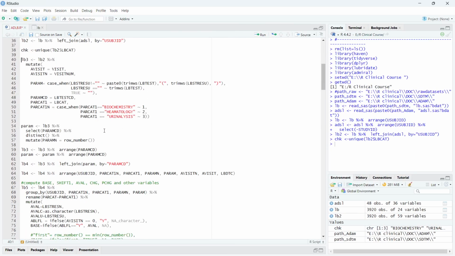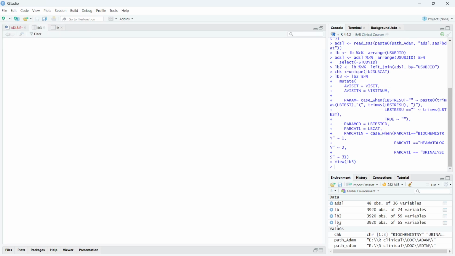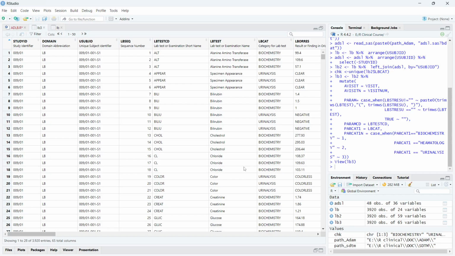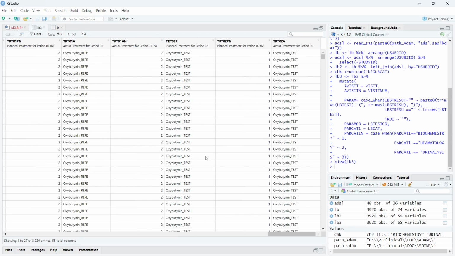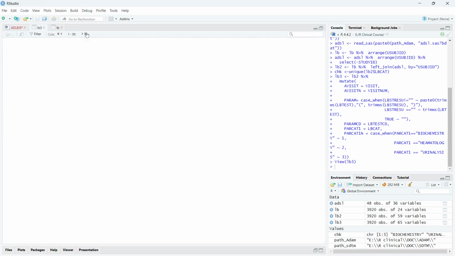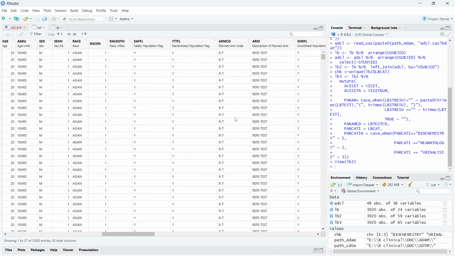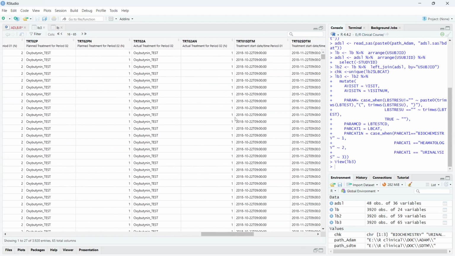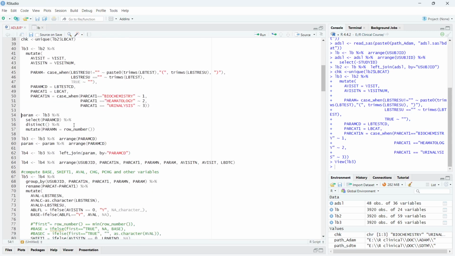Then once we are done with parcat1. Okay, so let me execute this part. Here we have lb3 with 65 variables. We have parcat1 and parcat1n in the numeric format. Okay, so now we continue with param.